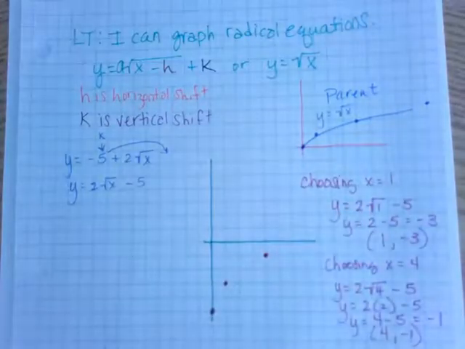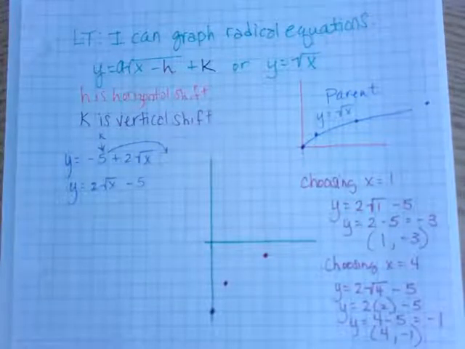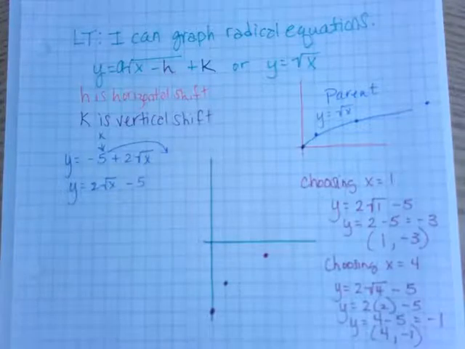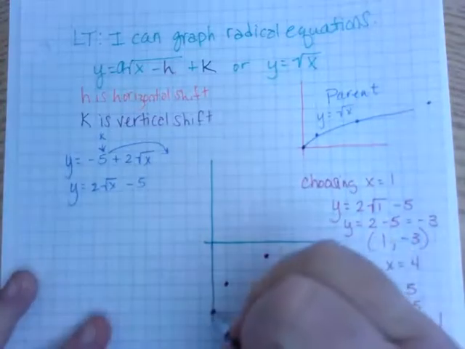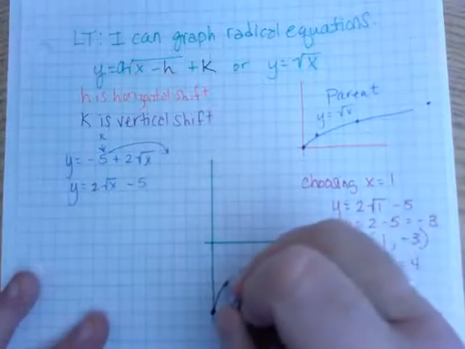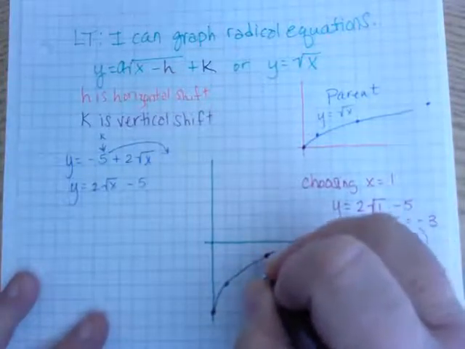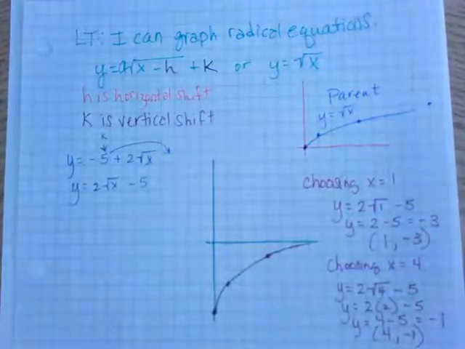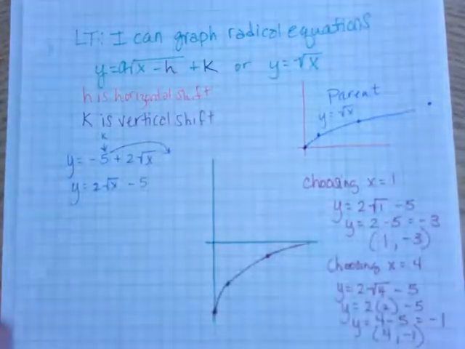Now that I have 3 points, I am okay to graph my line or my curve, and it is a curve. And it's doing something like this. Okay, so there's my first example.